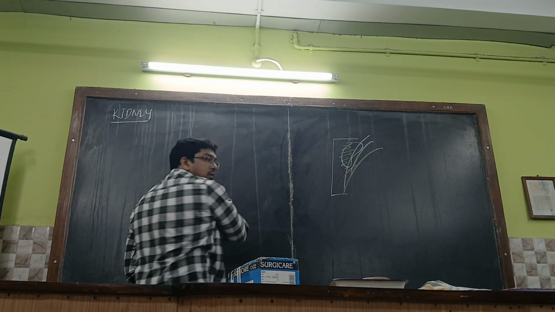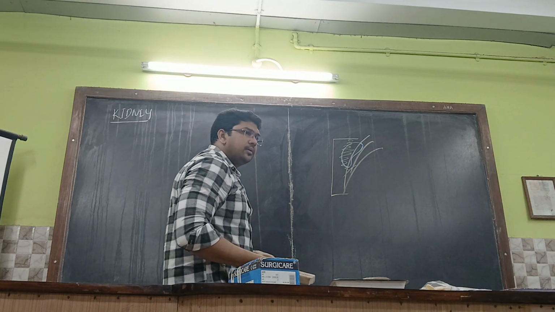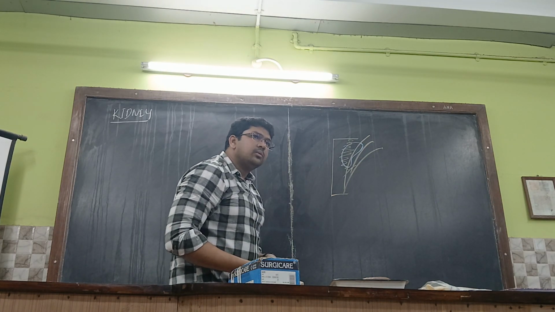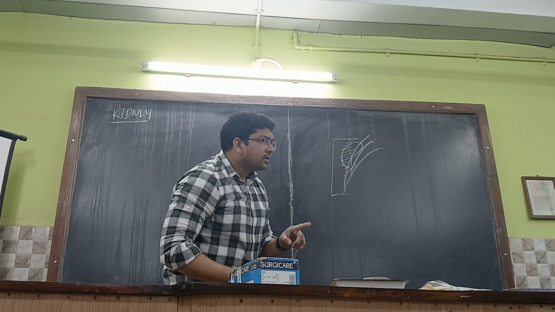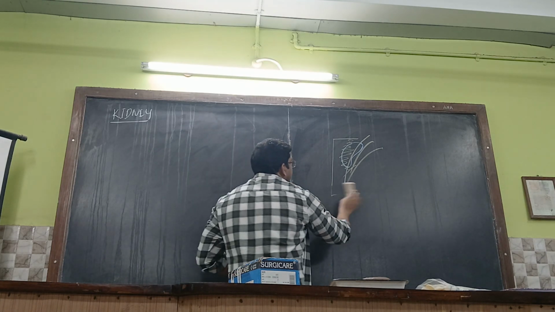So then how are the vessels entering and exiting there? How are the renal artery and renal vein passing through? That's the question.